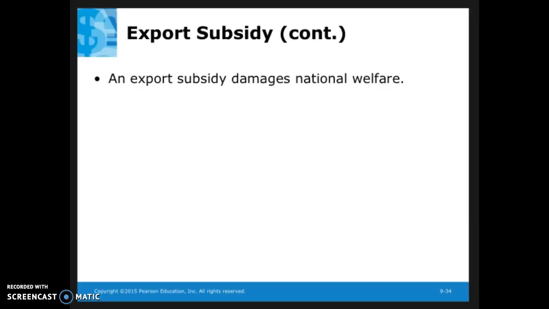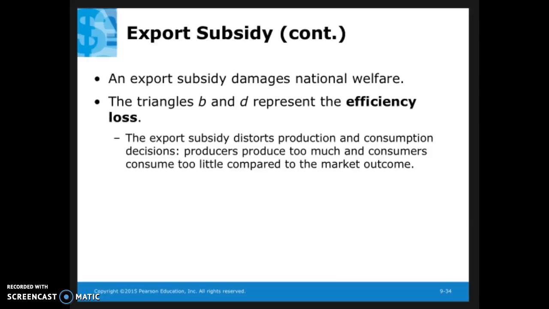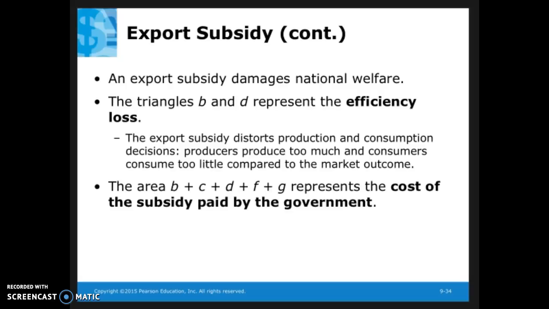Export subsidies damage national welfare. Those triangles B and D represent efficiency losses. The area B plus C plus D plus F plus G represents the cost of the subsidy paid by the government.